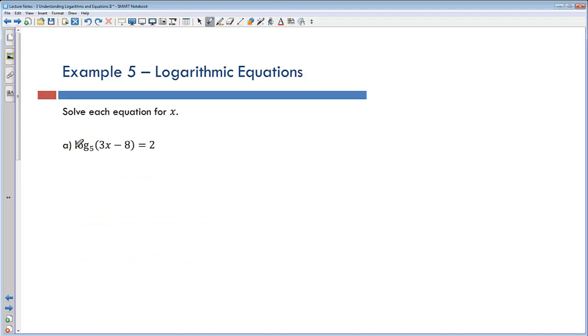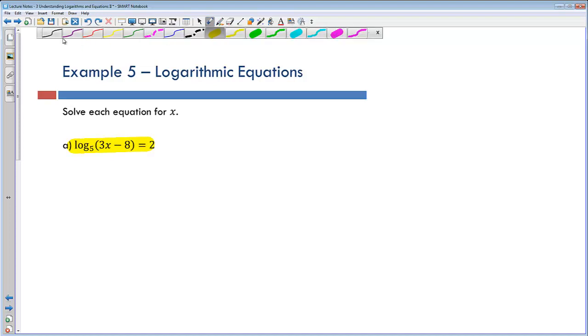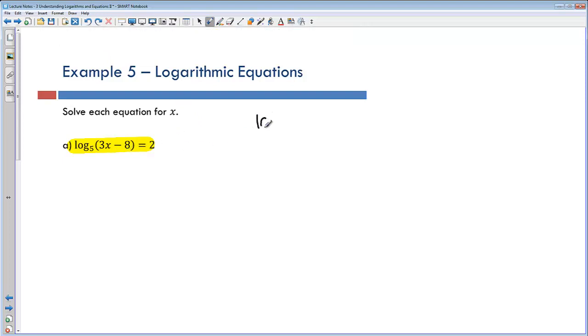So part A, what do we have? We have the log base 5 of 3x minus 8 is equal to 2. On this one, we're going to use what the log says, and that's where you guys typically get stuck. So you have to unlock the information. Remember what the log says. If you have log base b of x equal to y, what it actually means, the definition, is that b to the y is equal to x.